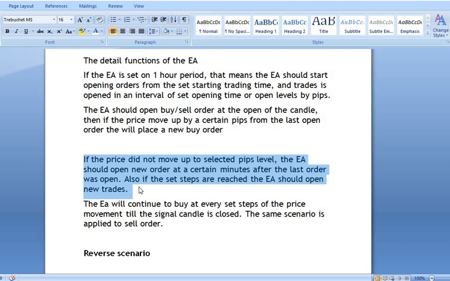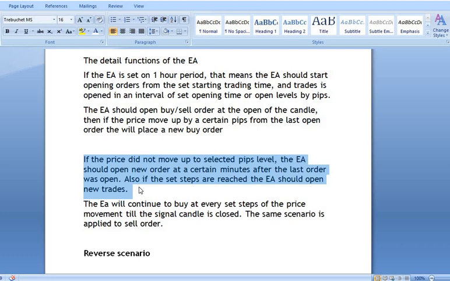The same thing will happen in case the reversal comes. It's going to follow the same descriptions as we have said. So it's going to check if it is 15 minutes, that means the EA should always, after 15 minutes, open a new order. So that is the understanding of the minutes.